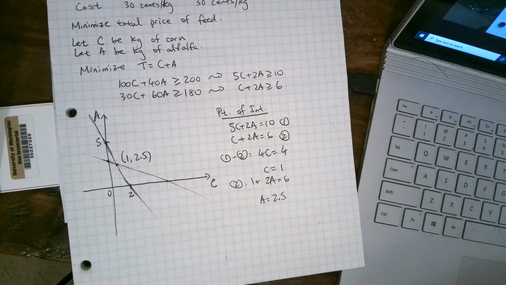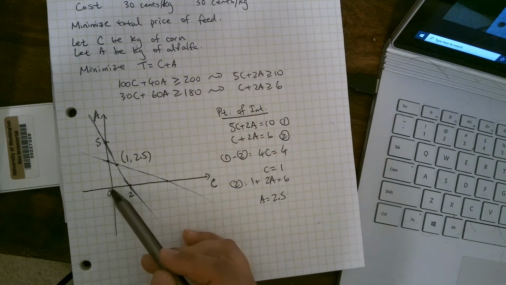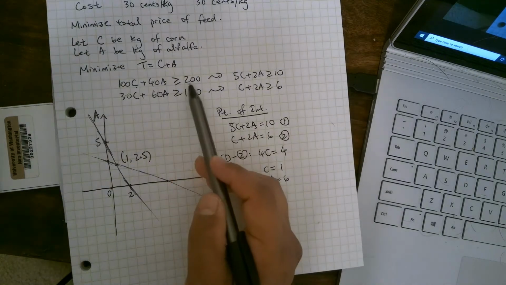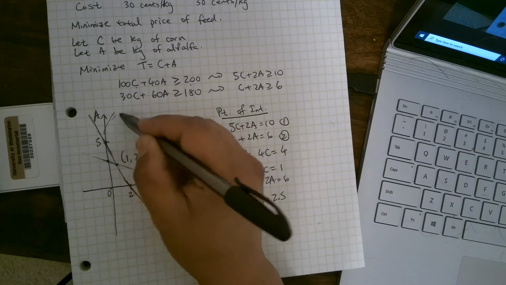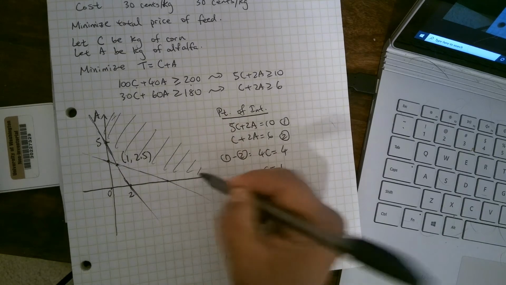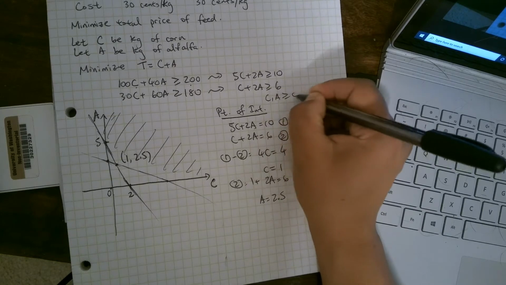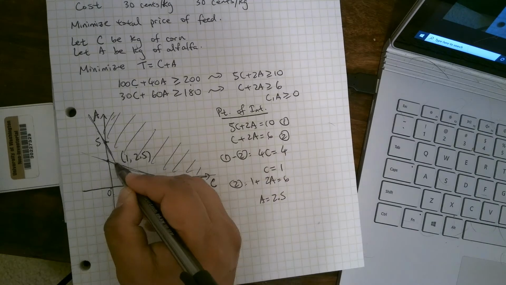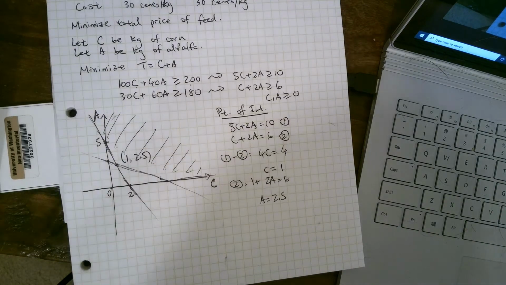And let's just try to shade this. Right now we're greater than. So for example, the origin would not satisfy either of these inequalities. 0 is not greater than or equal to 200. So we're on the other side of the origin. And we also need, of course, c and a to be greater than or equal to 0. So we're still all in the first quadrant. We've got that region, which, by the way, we call the feasible region.